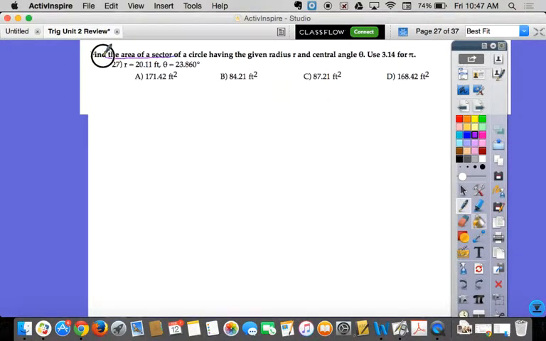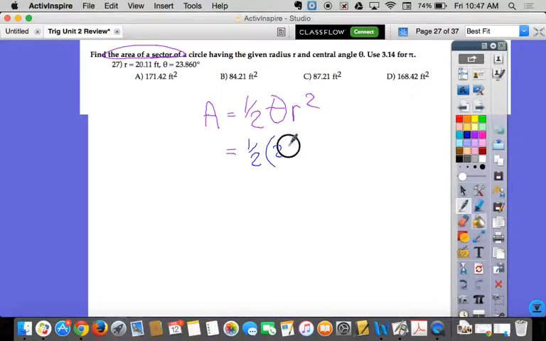Area of sector, you guys are responsible for that formula. I think you're only going to need it once, but you still need to know it. There you go, 1/2 theta r squared. So same rule as before, you have to have radians. So we got our 1/2, they told us 23.860 degrees, so obviously we need our little conversion factor in here. And our radius is 20.11. That has to be squared.